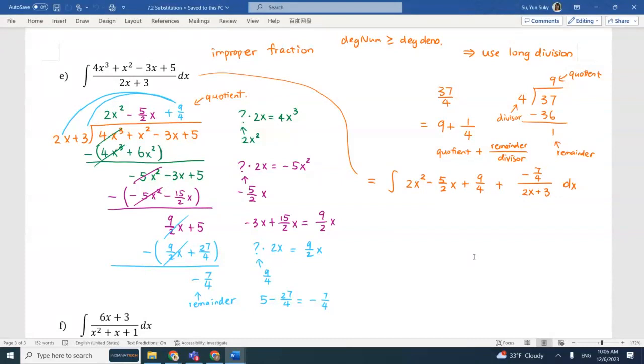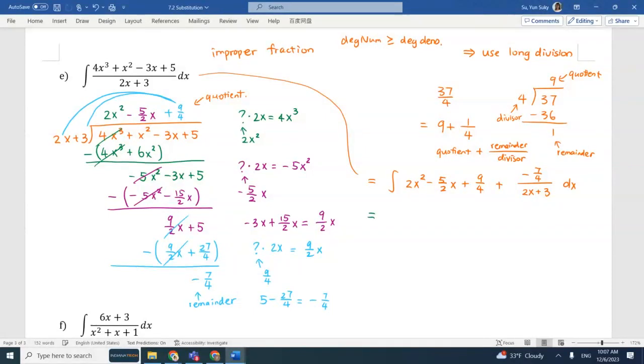Okay, let's continue. Last time we were working on this problem. It's an improper fraction because the degree of the numerator was bigger than the degree of the denominator. So we do long division. Do you still remember the long division process? We end up getting a polynomial plus this proper fraction.